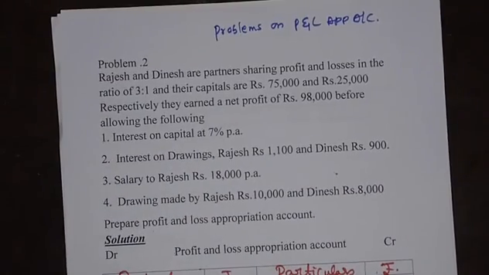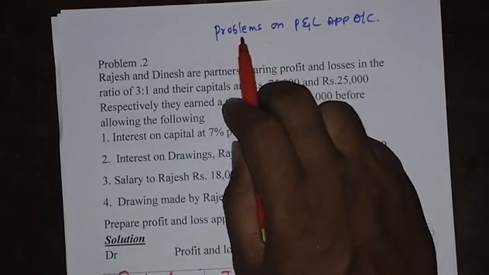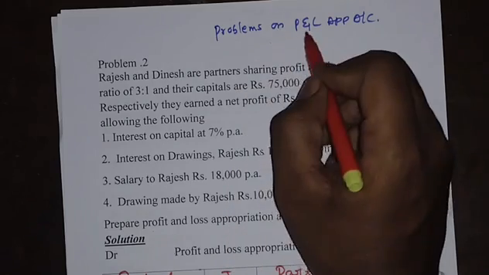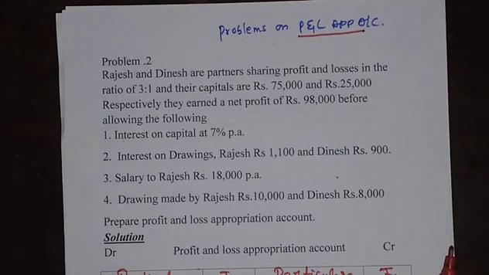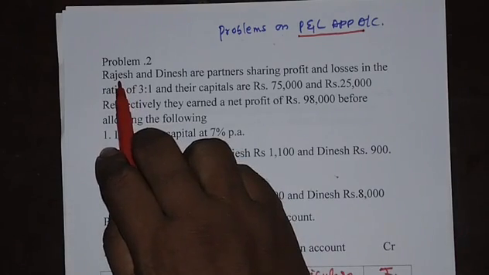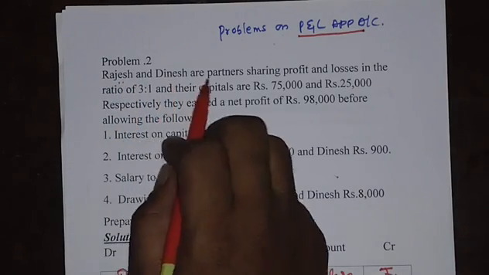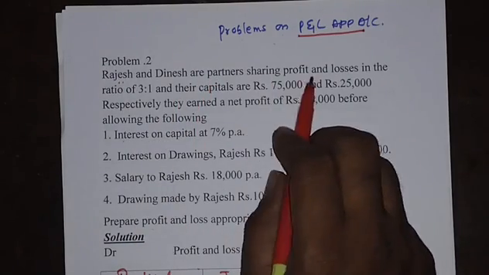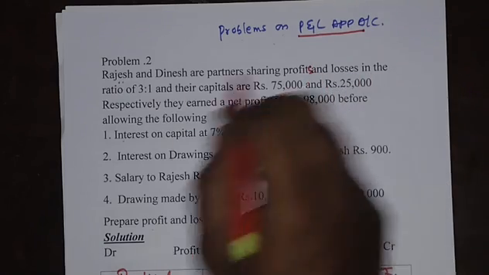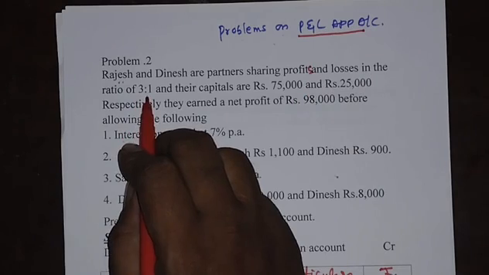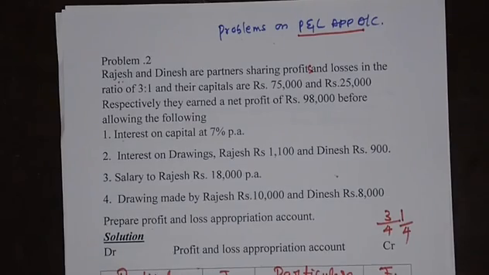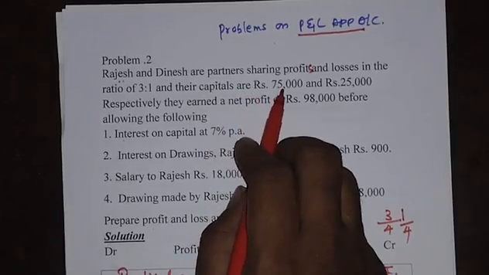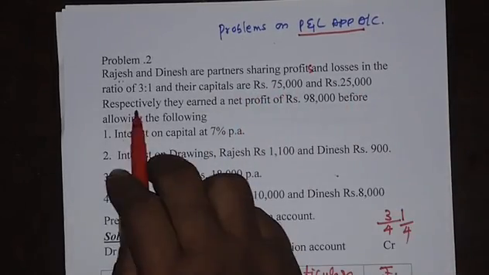Yes, in this video, let me explain about problems on profit and loss appropriation account. Now, all these are modified questions only. Now, who are the partners? Rajesh and Dinesh are partners, sharing profits and losses in the ratio of 3:1. 3:1 means 3 by 4, 1 by 4. And their capitals are rupees 75,000 and rupees 25,000 respectively.